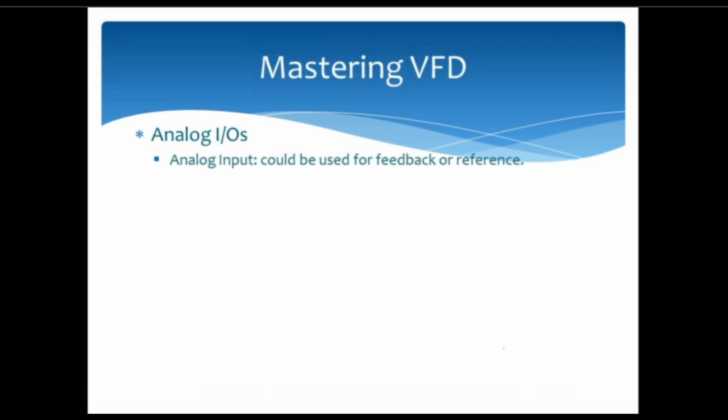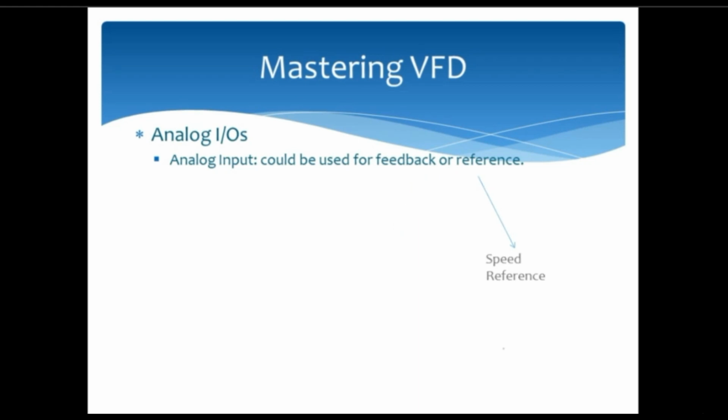In inputs and outputs is analog input and output. The analog input can be used for feedback or reference. The example of feedback can be a pressure sensor, which will let the VFD know the pressure in the pipeline. The example for reference can be the speed reference. This way I can let the VFD know the desired speed.